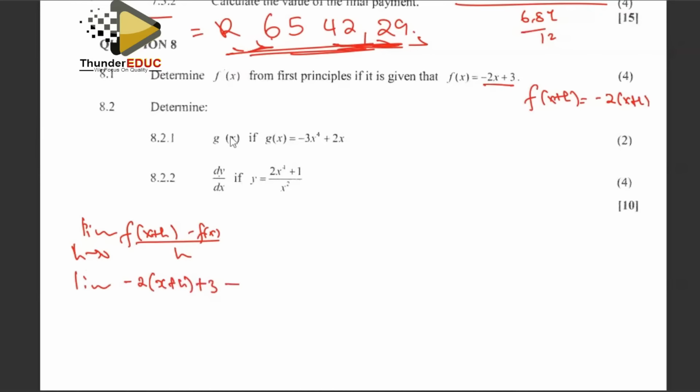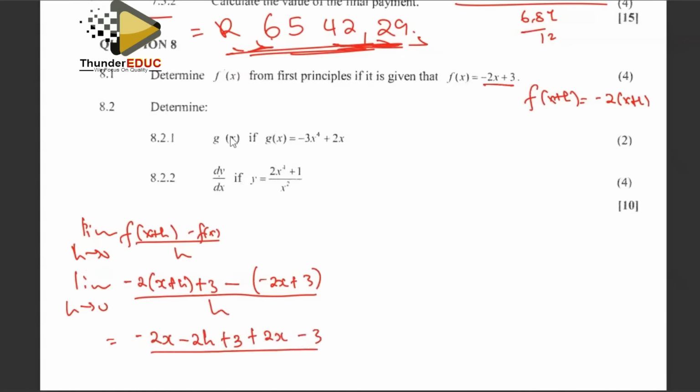We are subtracting negative 2x plus 3. Everything is divided by h, but h tends to 0. Opening up that, we have a negative 2x minus 2h plus 3. Negative is a plus 2x minus 3 over h. So limit as h tends to 0.